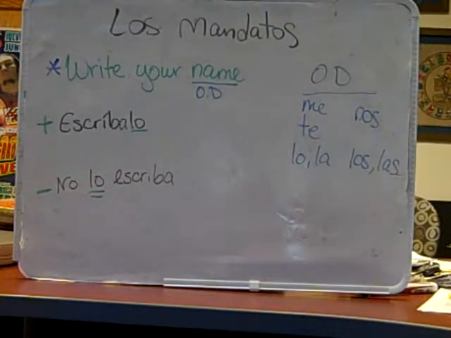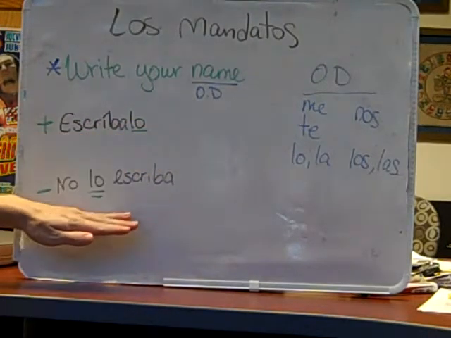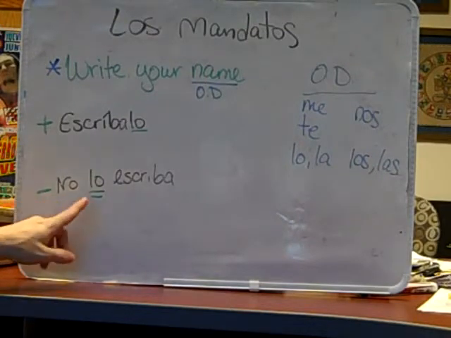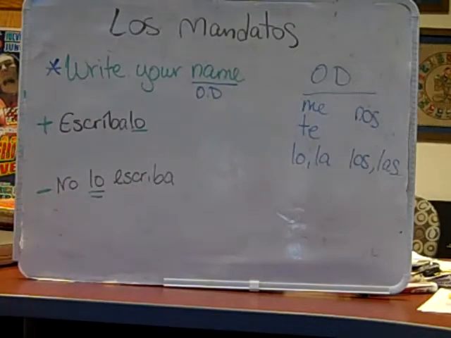So, positive form in a command, escríbalo, write it. Negative form, don't write it, no lo escriba. And remember, our direct object pronoun comes right before our verb in the negative form.